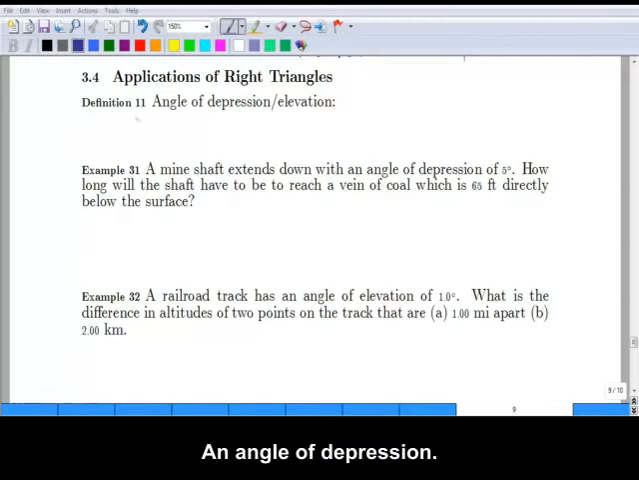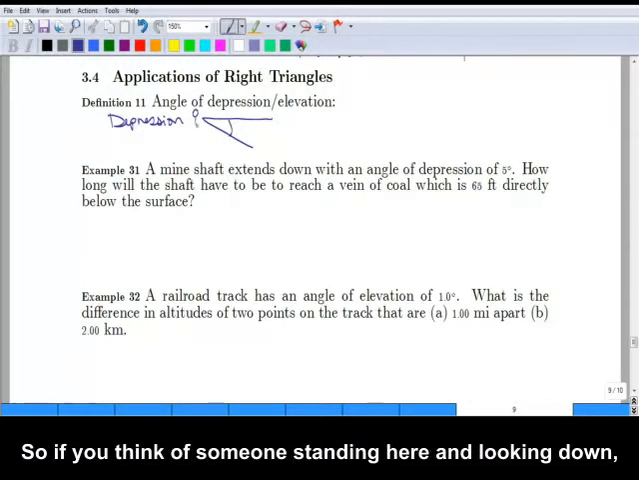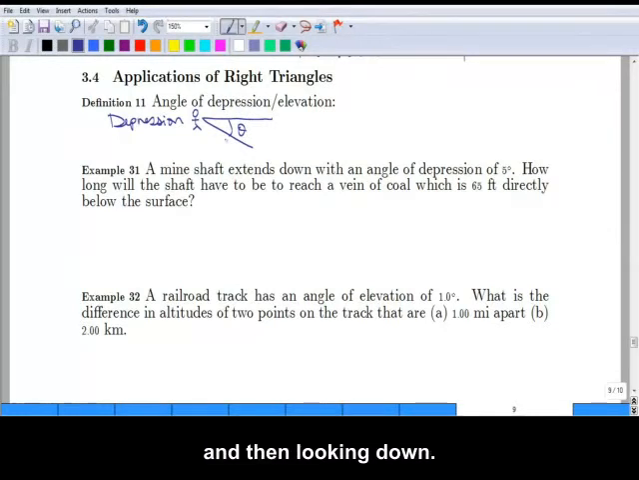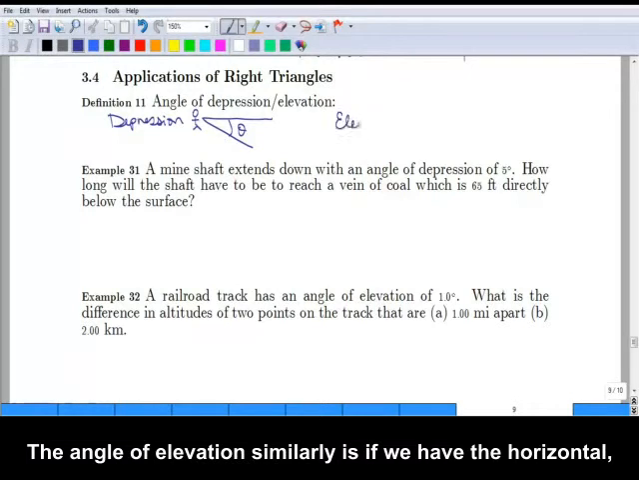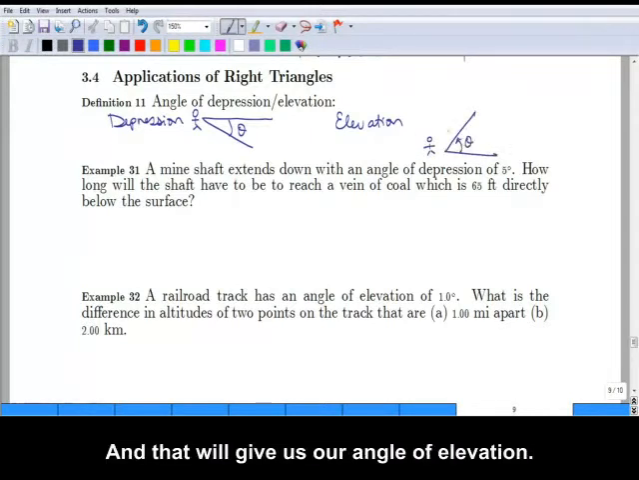An angle of depression, if we take the horizontal and then we look down, essentially. So if you think of someone standing here and looking down, the angle of depression, theta, would be based on the horizontal looking out and then looking down. The angle of elevation, similarly, is if we have the horizontal but instead we look up. And that will give us our angle of elevation.